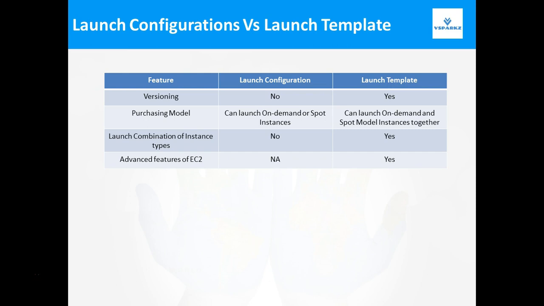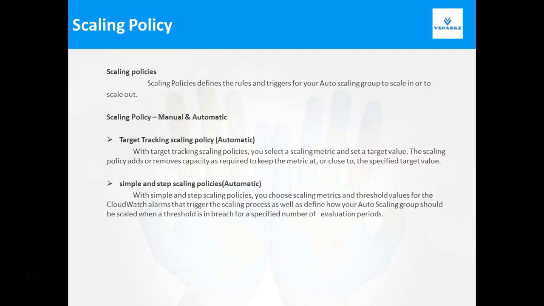Here is the comparison of launch configuration versus the launch template. You can see versioning is supported in launch templates. You can have a combined purchasing model in the launch templates, I mean the on-demand and the spot models. You can launch a combination of instance types with the use of launch templates. I mean you can launch T2 micro instances along with T2 nano instances together. Launch template will also support advanced features of EC2.